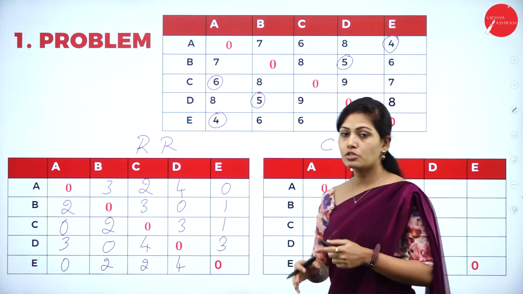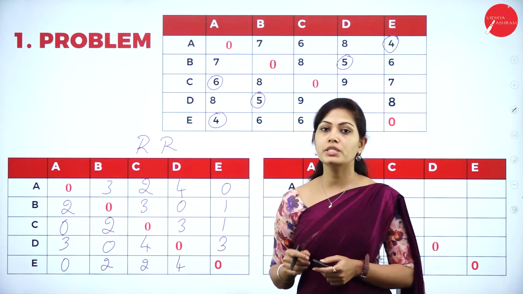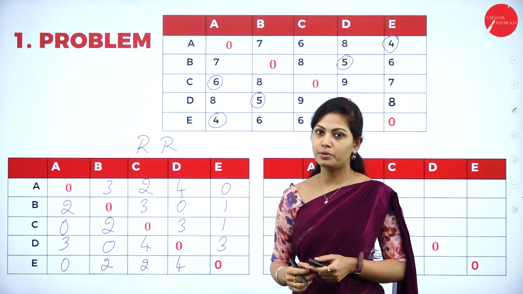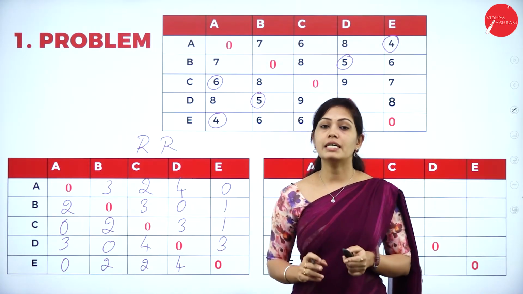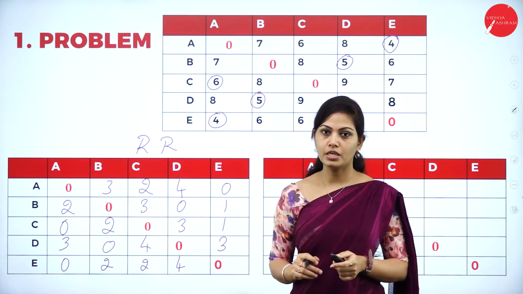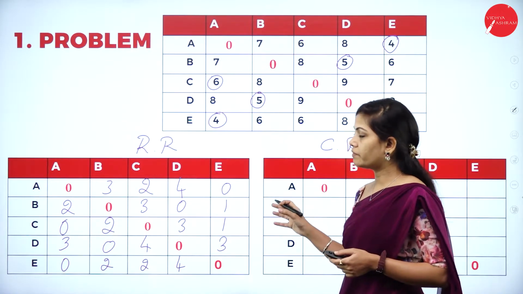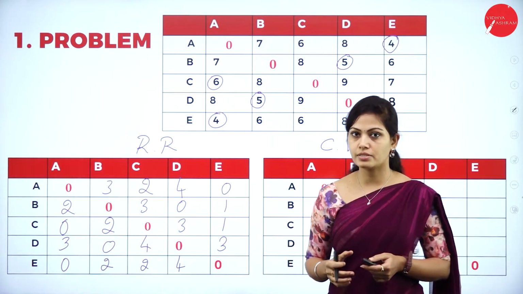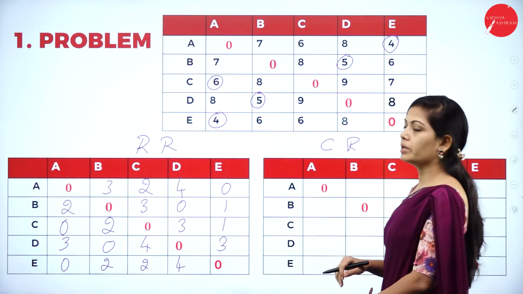My dear students, those who have studied the assignment problem using the Hungarian method can easily solve the traveling salesman problem. First, you have to practice the assignment method using the Hungarian method. The same method we are applying in the traveling salesman problem also, but here we have to add some extra conditions. So next is column reduction.